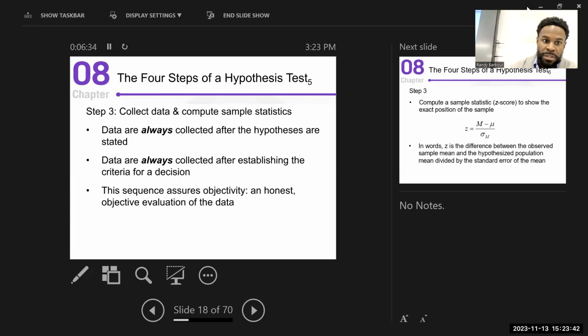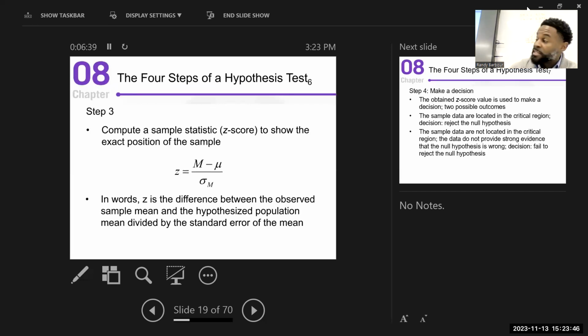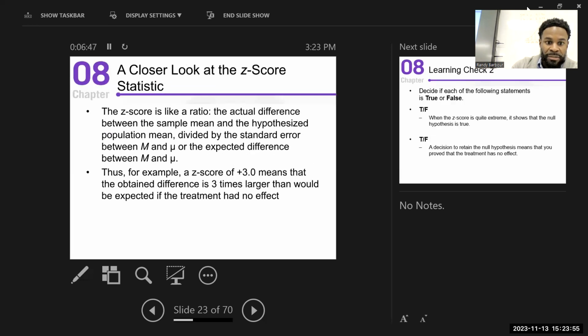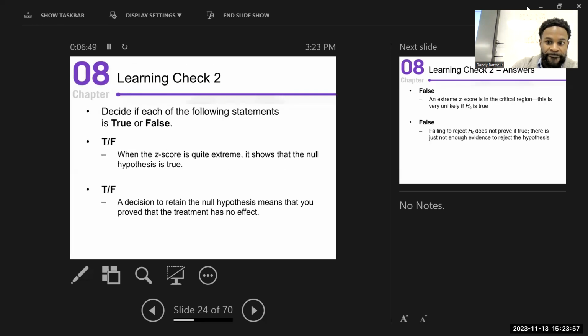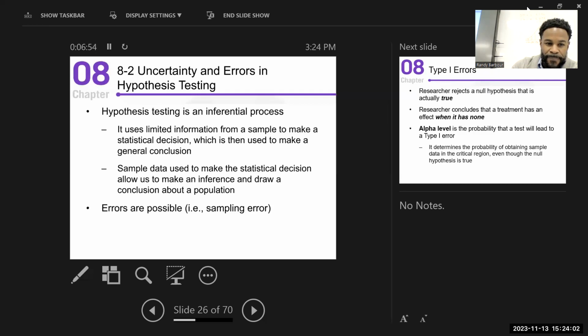I think we're good. Step 3. We went through that. This is the statistic that we've learned, the Z-score. I'm going to take you through an example and it'll make more sense. We don't need that. We did all that. Good.